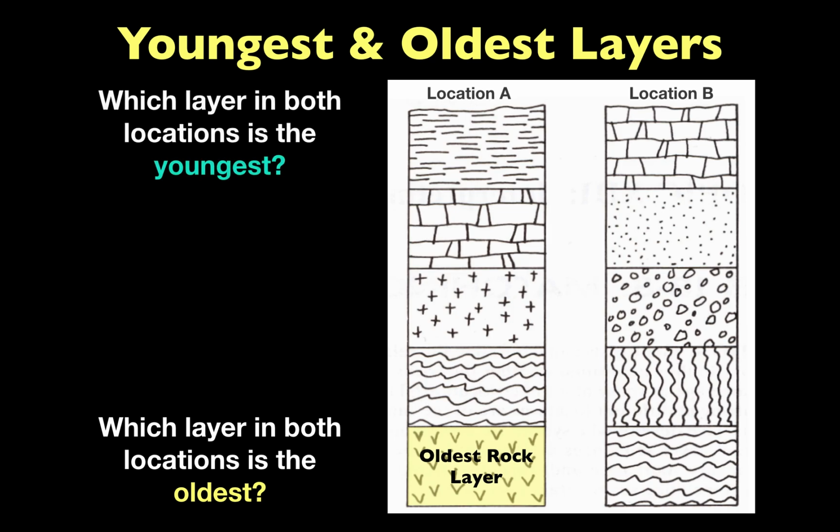Now let's see if we can figure out which layer is going to be the youngest overall. So we know that the two young layers are near the top, but out of those two young layers, which is the youngest out of the both of them? Well, a similar rule is going to apply. If we look at the young layer in location B, we'll also notice that it's in location A, but it's not the youngest layer in location A, so it can't be the youngest overall. This is going to be the youngest rock layer overall.